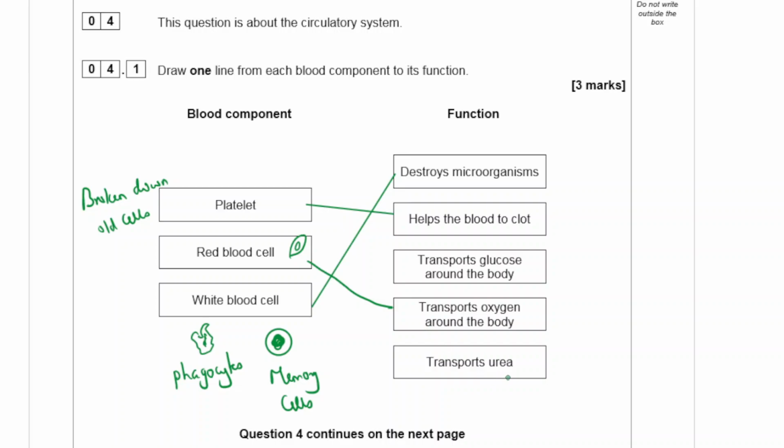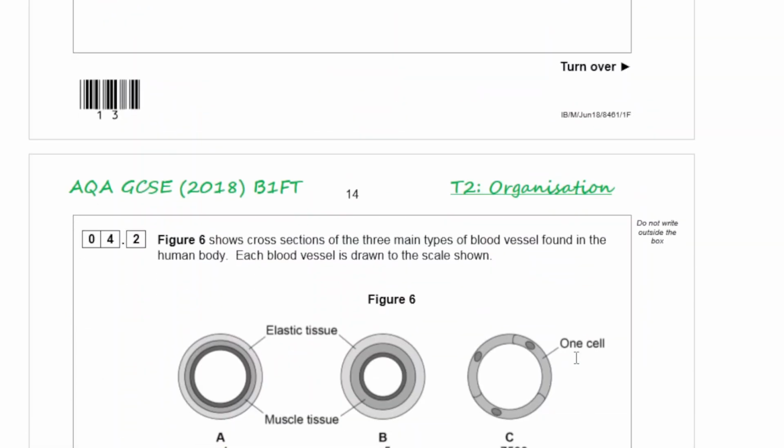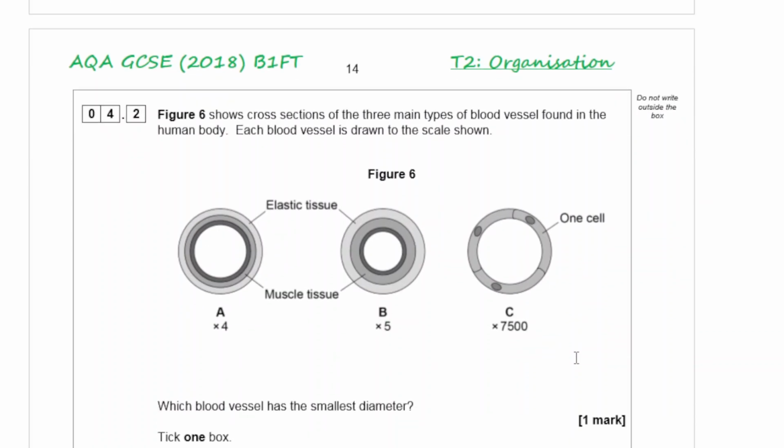Now, what transports the urea and transports glucose? These two are dissolved in the blood plasma. What is blood plasma? That's the liquid part of the blood, which is mainly 90 to 95% water, and it has minerals, salts, and all other kinds of things dissolved in it. It's a slightly yellowish colored liquid.